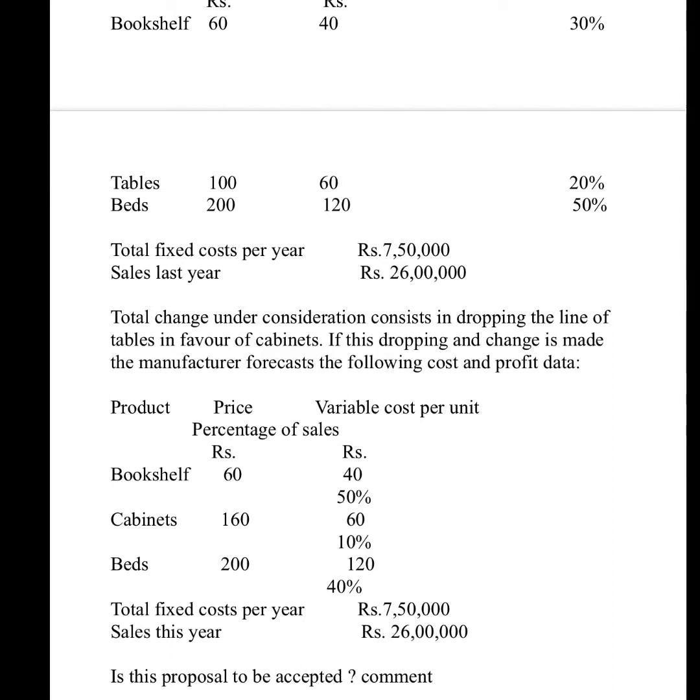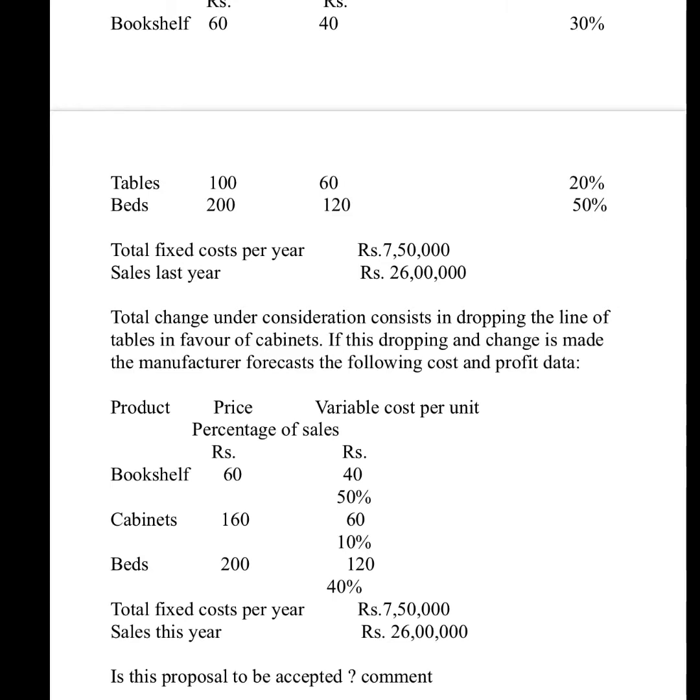The price is 60, 160, and 200. Variable cost per unit is 40, 60, and 120, and percentage of sales is 50%, 10%, and 40%. The total fixed cost per year is rupees 7,50,000, and sales for this year is 26 lakhs. Is this proposal to be accepted? You have to give a comment for this.